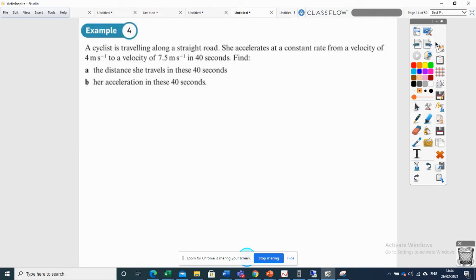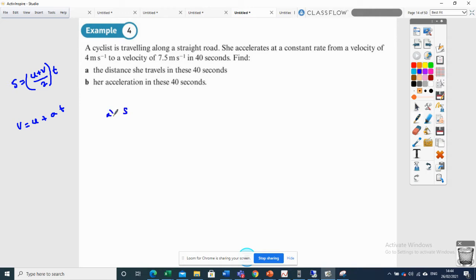Right, using those in a couple of examples, so let's write those down. S is equal to (U plus V) over 2 times T, and V is equal to U plus AT. Right, a cyclist is travelling along a straight road. She accelerates at a constant rate from a velocity of 4 meters per second to a velocity of 7.5 meters per second in 40 seconds. Find A, the distance she travels in these 40 seconds, and B, the acceleration in these 40 seconds.